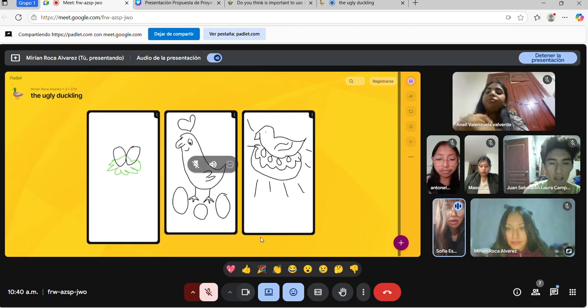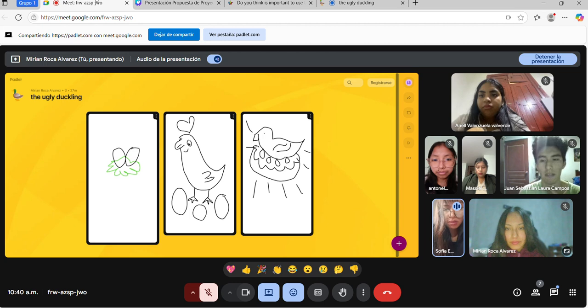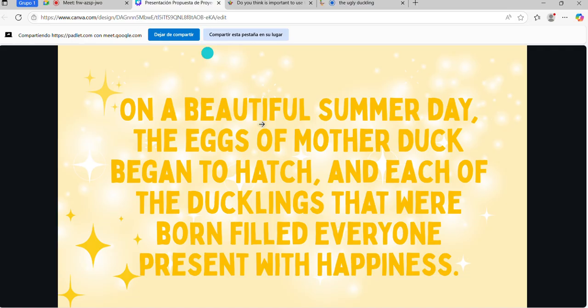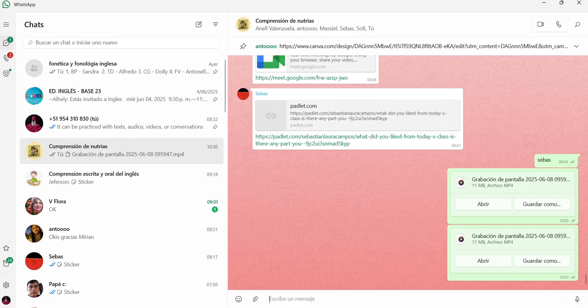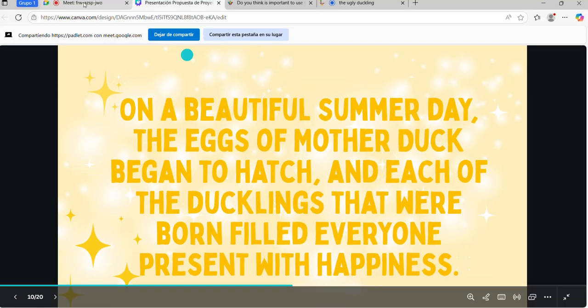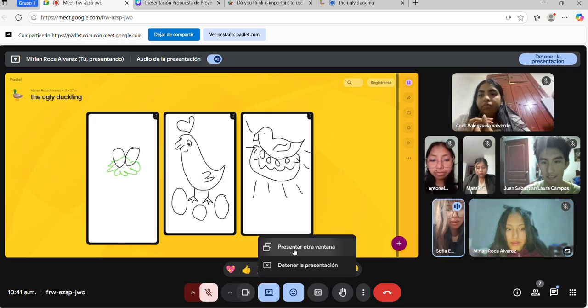Excellent, very good. So if you can see on the app Padlet, we drew some pictures about the information that I said about the short story. Everybody finished? Yes, so now we continue with the next paragraph.